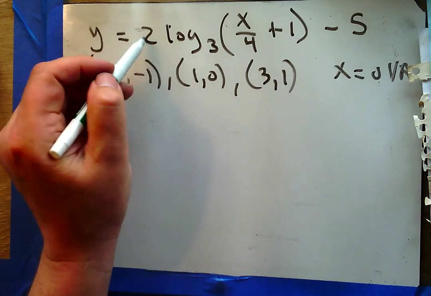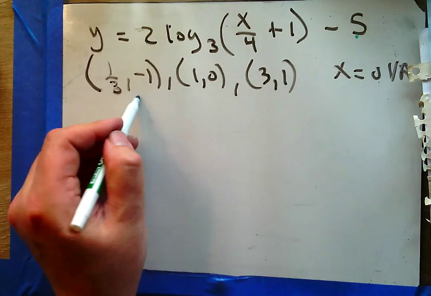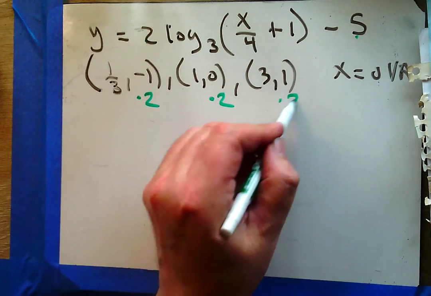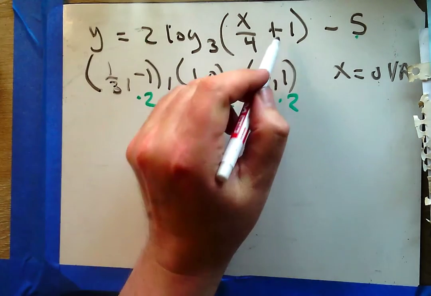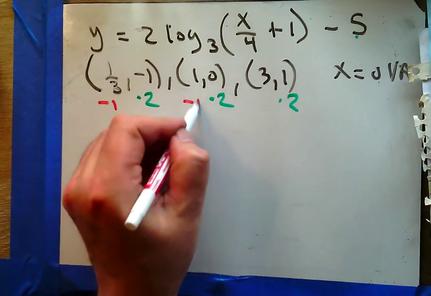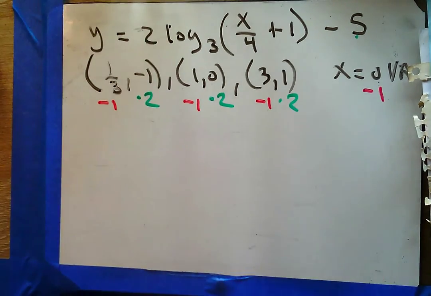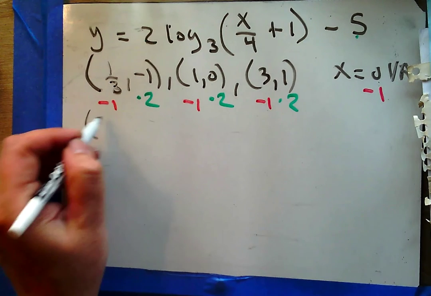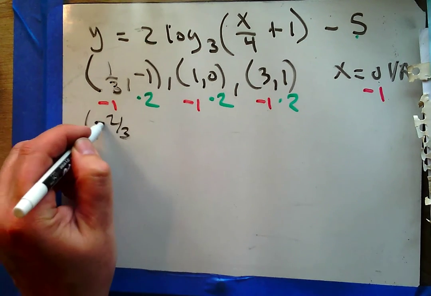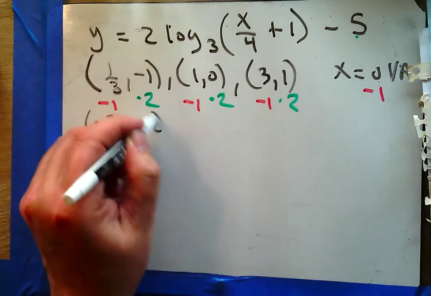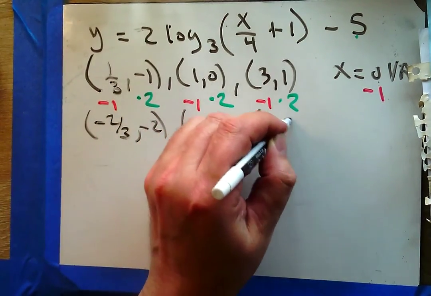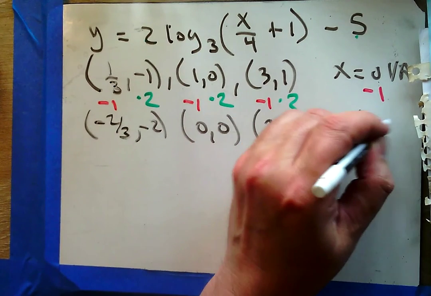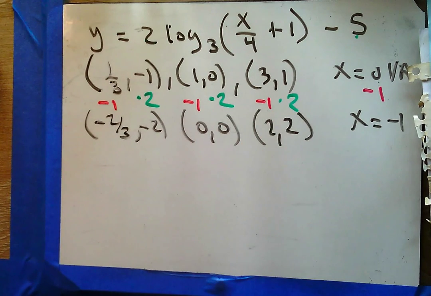All right, I'm applying the y transformations, multiplying by 2, by 2, by 2. This is an x, so I don't multiply by 2. And subtracting 1 from all the x's, including this one. My transition points are -2/3, -2, 0, 0, 2, 2, and x equals -1 for our vertical asymptote.